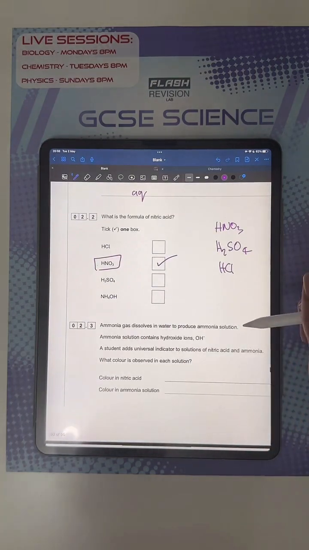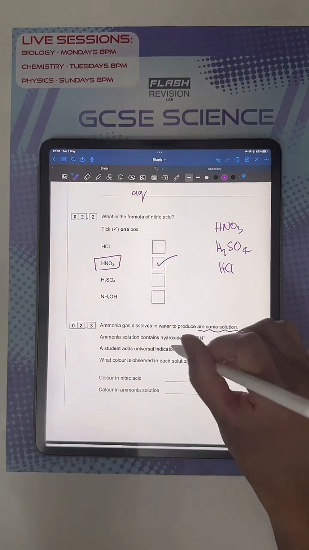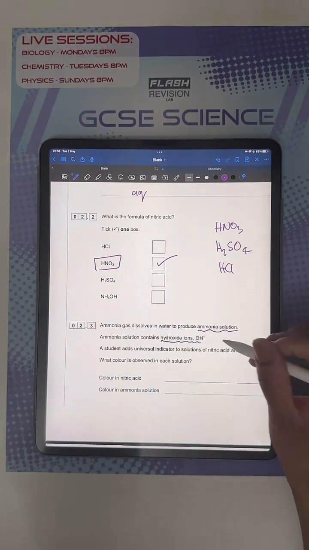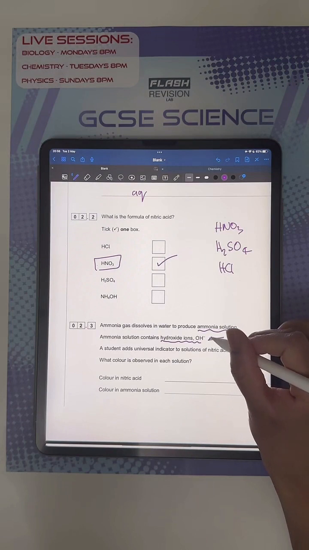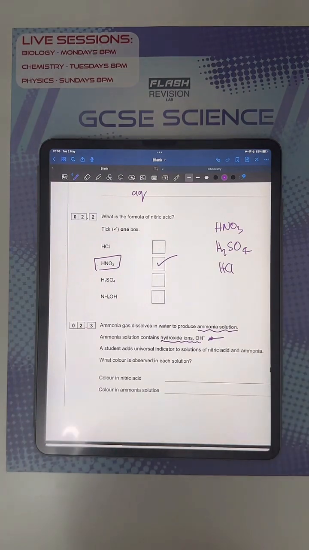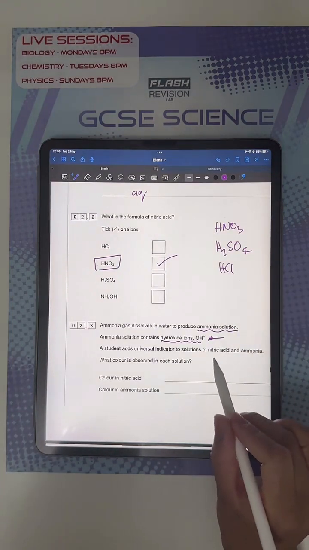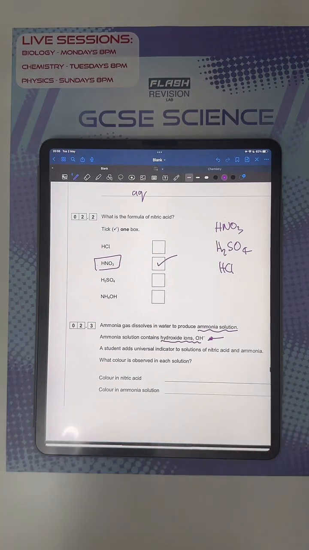Ammonia gas dissolves in water to produce ammonia solution. Ammonia solution contains hydroxide ions. If it contains hydroxide ions, what does that tell us about it? So they add universal indicator. Nitric acid and ammonia, what color is observed in each one? So if it's hydroxide ions, what does that tell us? It's alkali. Exactly. So what color would we see with universal indicator for each one?